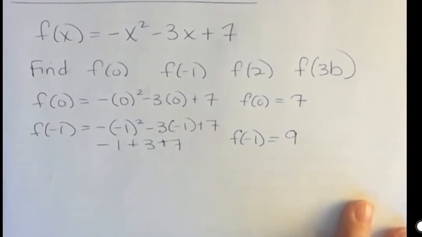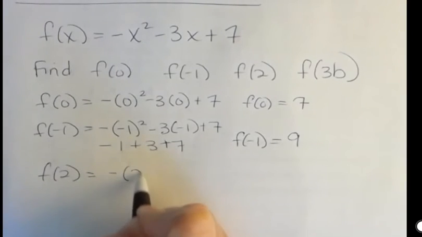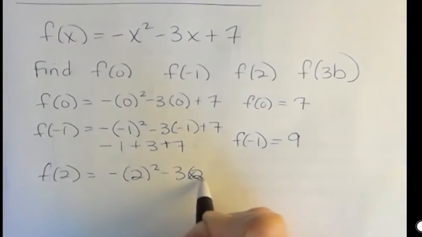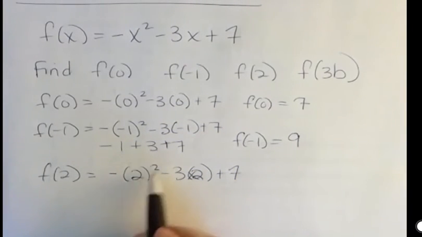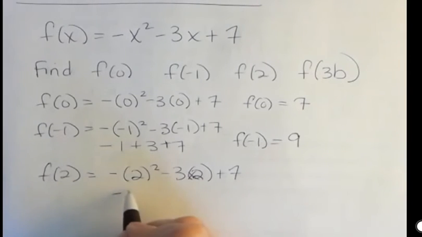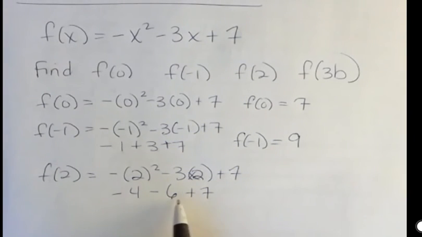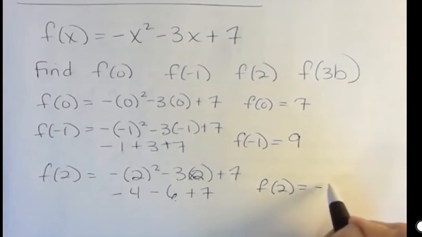What about if I have f of 2? Then I have -2 squared minus 3 times 2. I shouldn't have any x's left if I'm replacing them. Notice here I have 2 squared, which is 4, but there's a negative out front, so I have -4. 3 times 2 is 6, and then I have 7. So -10 plus 7 is -3. So f of 2 is going to be -3.